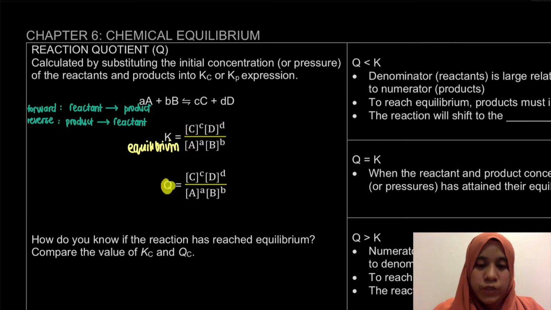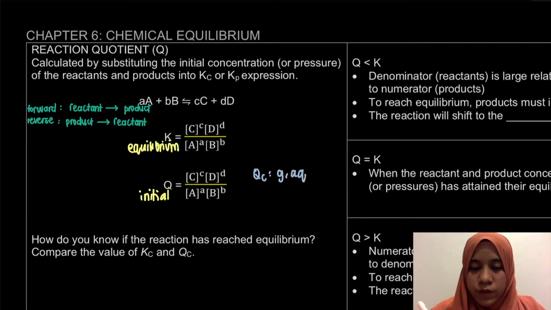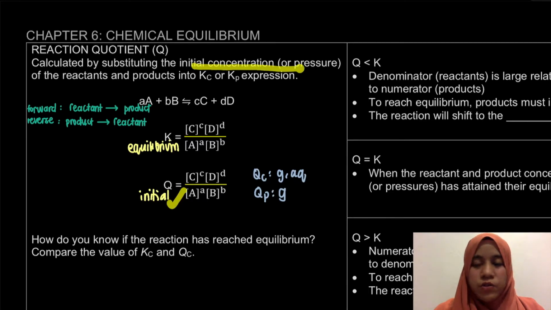How about Q ni? Q ni is substituting the initial concentration. So kat sini tulis je lah initial. So again, it's the same case macam kita punya K ni. I'm just gonna write down kalau Qc, gas and aqueous, kalau Qp is only gas. Tapi remember sebab dia bukan lagi in equilibrium kan, so sebab tu kita buat Q. Kalau lah kita punya value ni semua in equilibrium, baru kita guna K. So sekarang ni kita guna yang Q ni. Okay, so Q ni is actually our initial concentration or pressure.